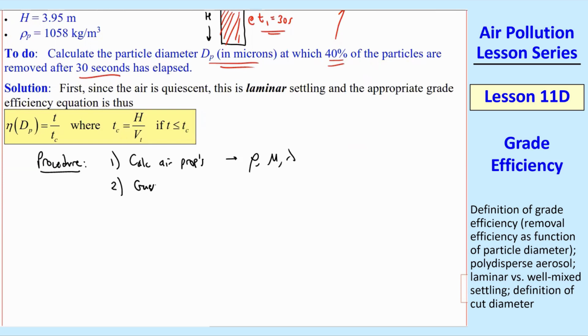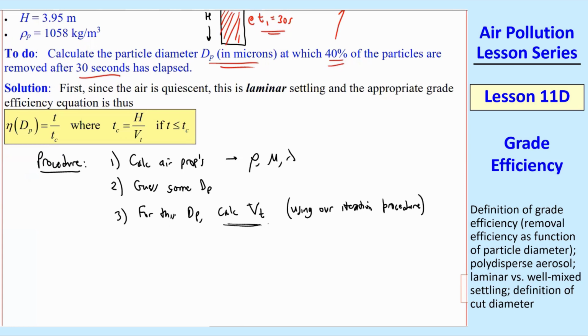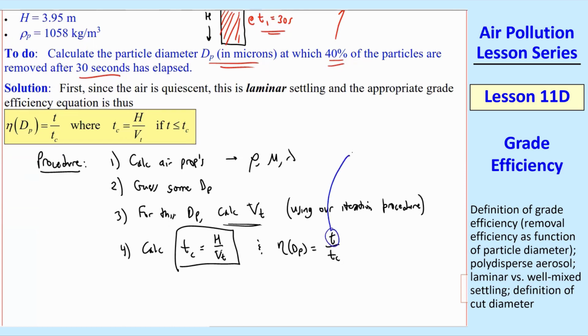Now let's guess some value of dp. For this dp of our guess, we have to calculate settling speed, vt, which fortunately you have programmed into your software already. So we use our standard iteration procedure involving Knudsen number, Cunningham, Reynolds number, CD, and vt, and calculate vt at this value of dp. Calculate the critical time and eta of dp, which is just t over tc, where this t is what I call t1, which is our 30 seconds from the given information up here.